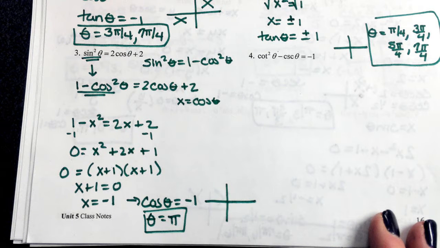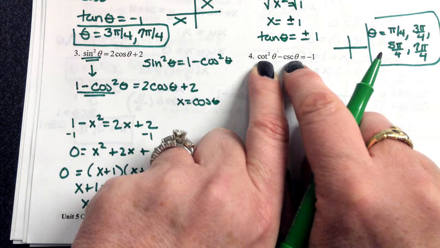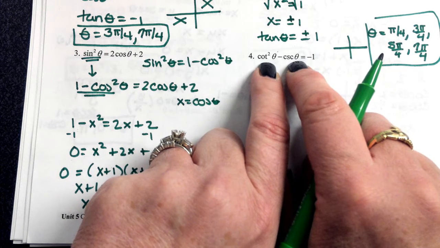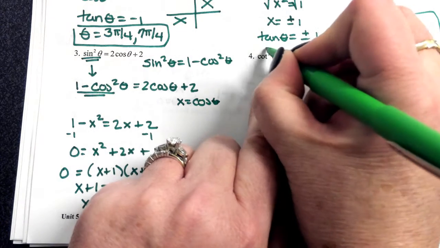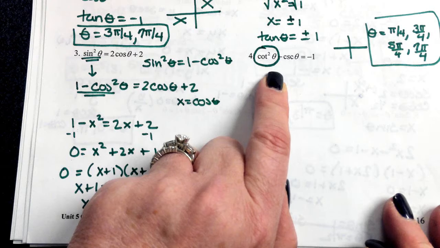Look at number 4. Number 3 and number 4 are very similar. Cotangent squared minus cosecant is equal to negative 1. Notice you've got a trig function squared and you've got a linear trig function. Two different trig functions. GCF factoring is not going to help you. But you do have Pythagorean identities on that trig function to the second power.